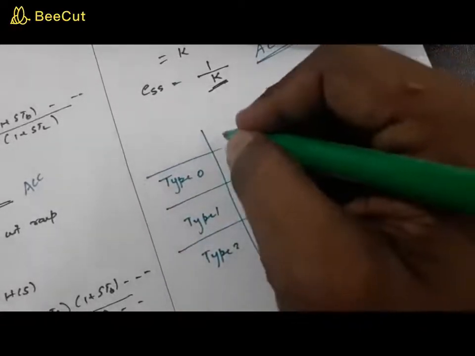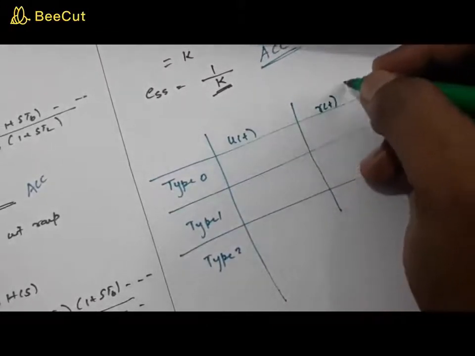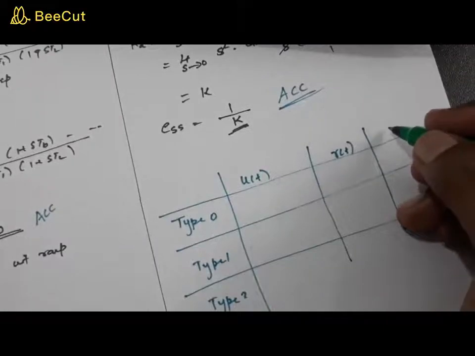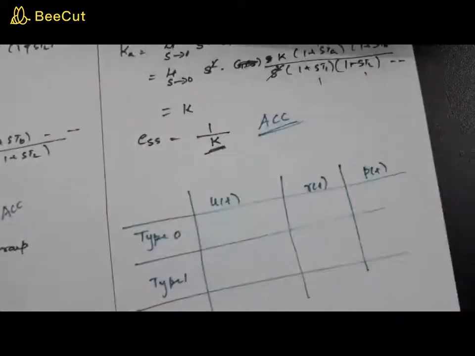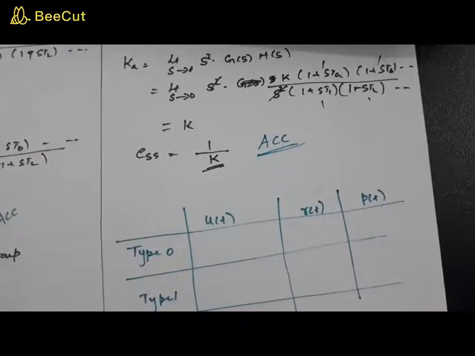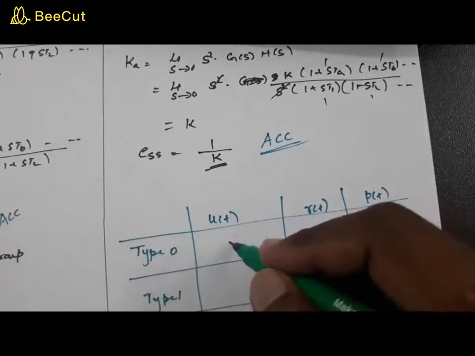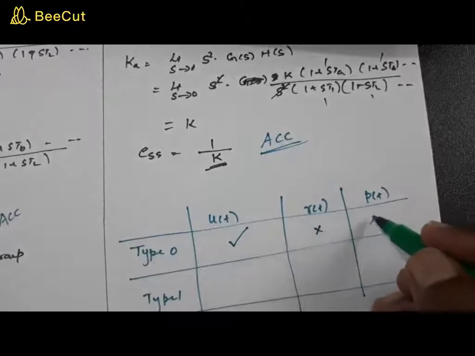Okay, the input is u of t, r of t, that is a unit ramp, and p of t, unit parabolic. Now what you have studied is, in a type 0 system, this is the steady state error for the type 0 system, which is subjected to unit step input. This is acceptable, this is not acceptable, not acceptable.